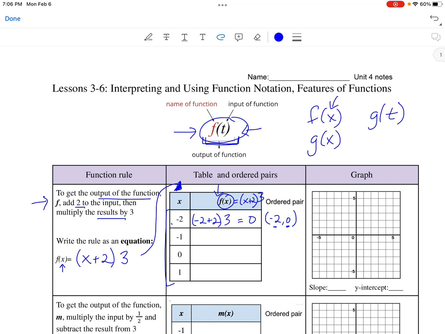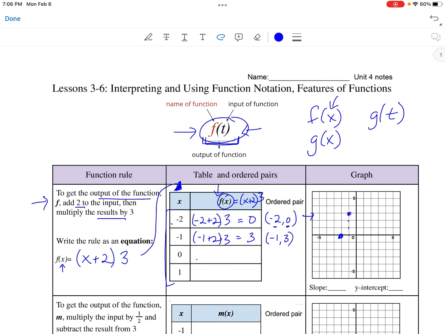All right, let's try another one. So here we have -1 plus 2 times 3. So -1 plus 2 is 1 times 3 is 3. So our ordered pair is such. Now we can go over here and we can graph these points. So we have -2, 0, -1, 3, and we could keep going.